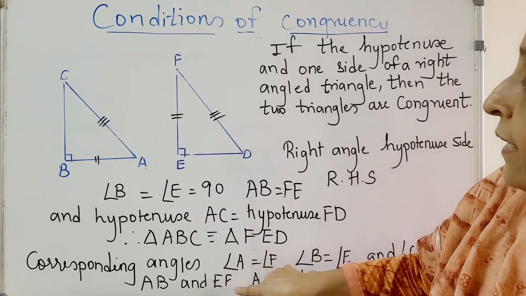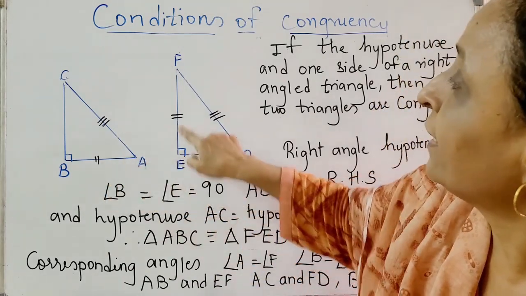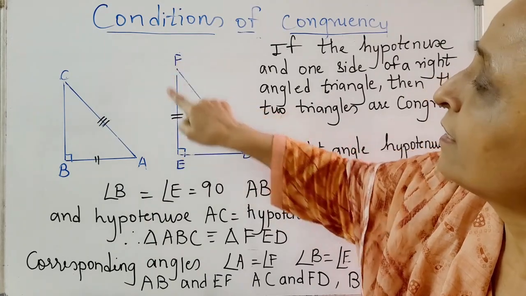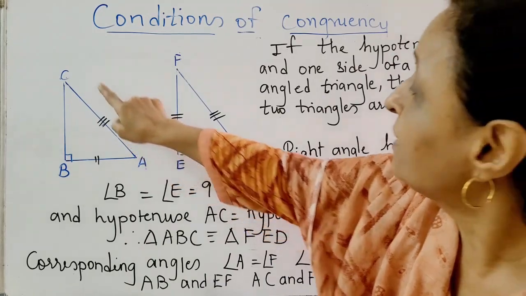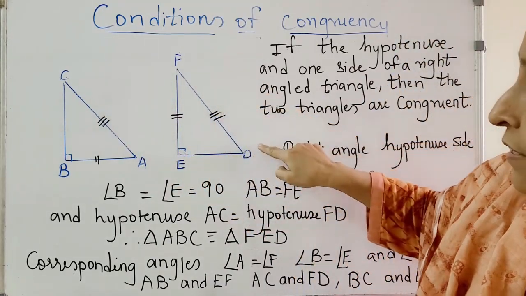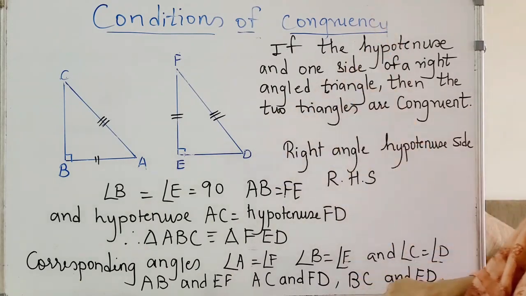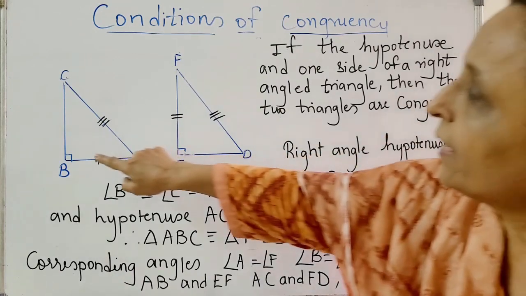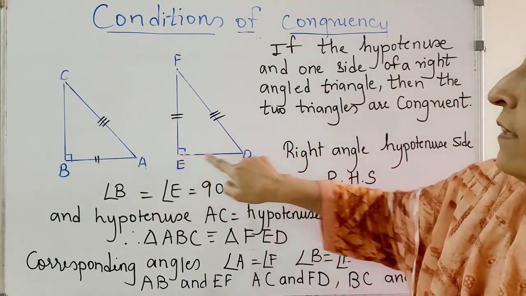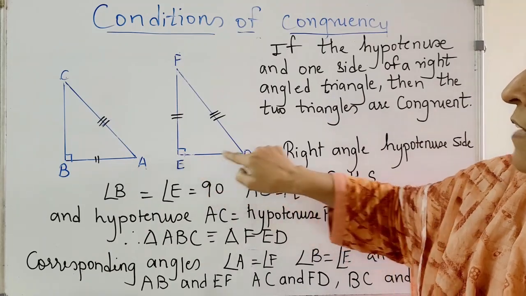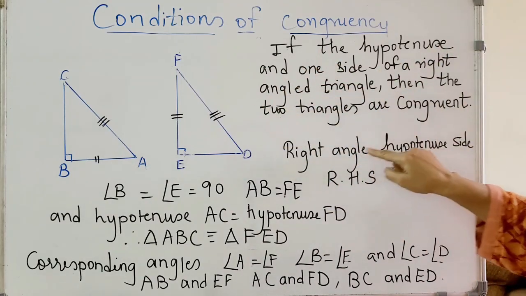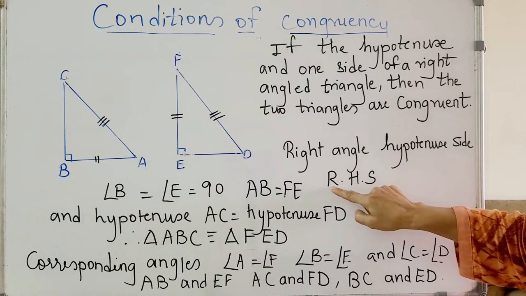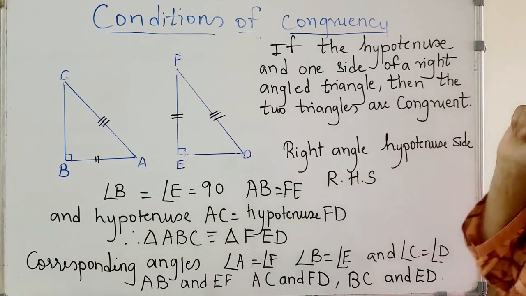Now AB and EF, they are the corresponding sides. The angles are congruent, therefore these two sides are equal. AC is congruent to FD. These are the corresponding sides. BC and ED, they are equal. They are the corresponding sides. So these two triangles are congruent by right angle hypotenuse side, which is abbreviated as RHS.